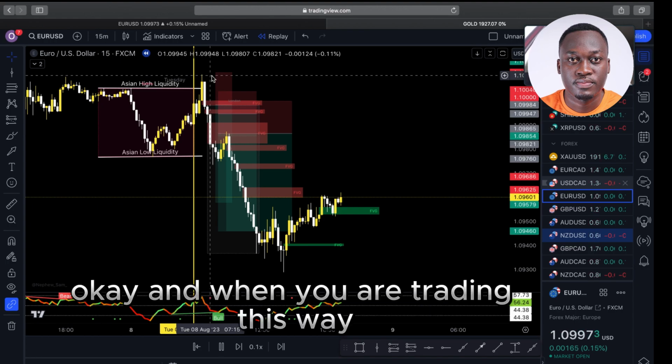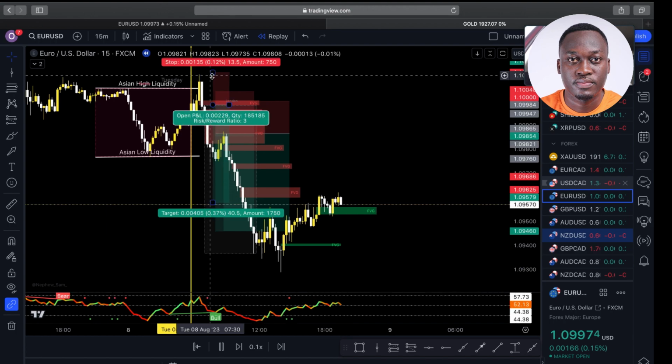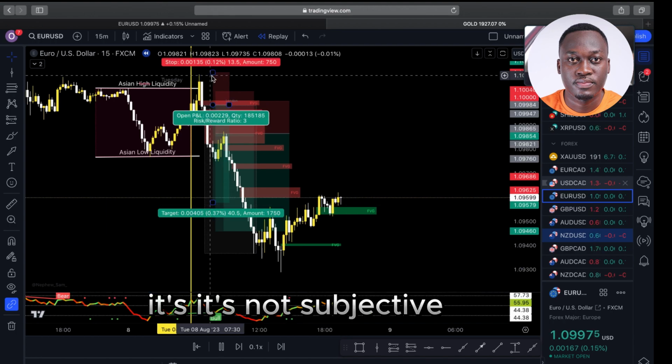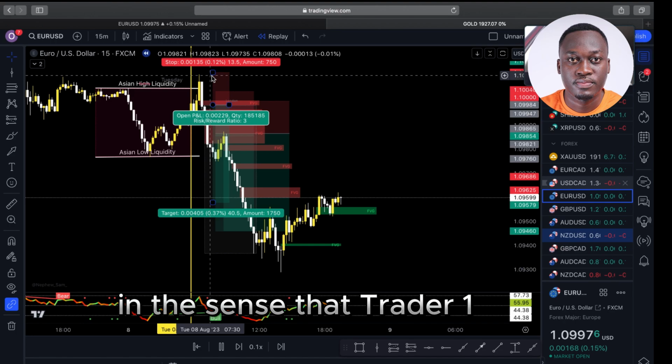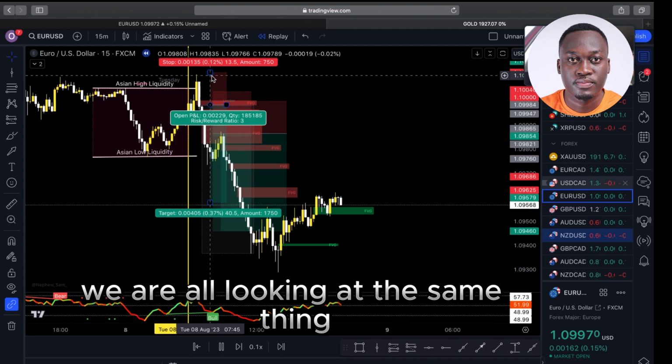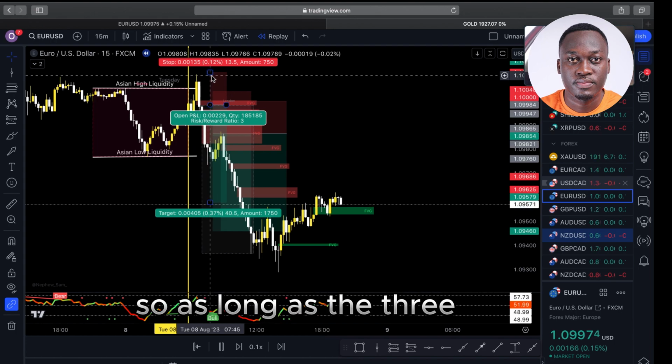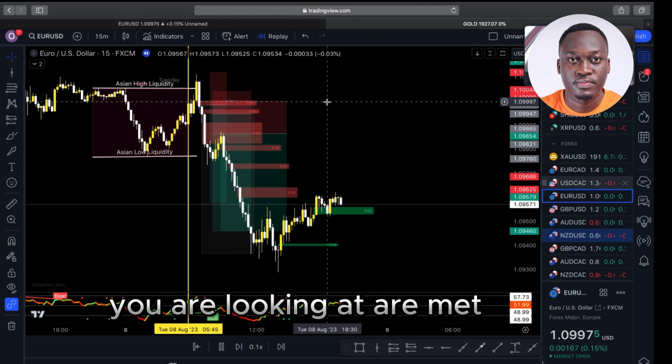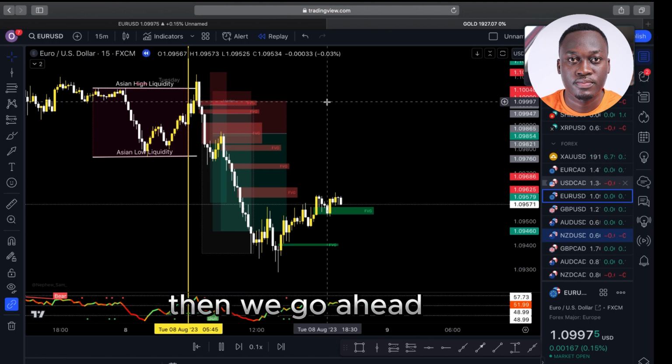Okay. And when you are trading this way, it's not subjective in the sense that trader one feels is ready to sell, trader two feels is not ready, trader three, no. We are all looking at the same thing. So as long as the two or three conditions you are looking at are met, then we go ahead to execute our trade flawlessly.